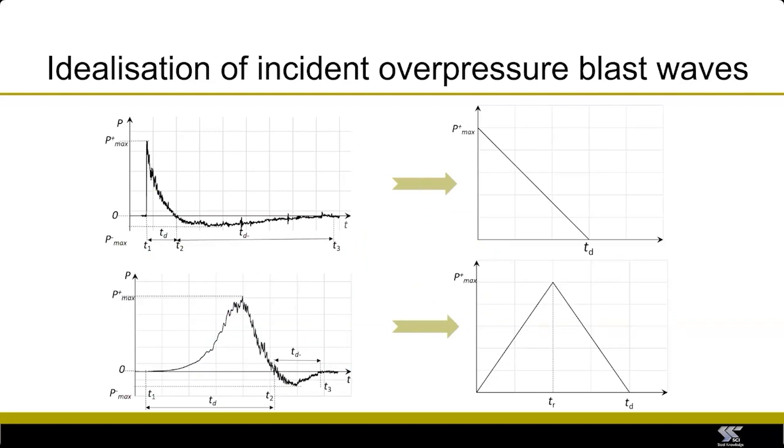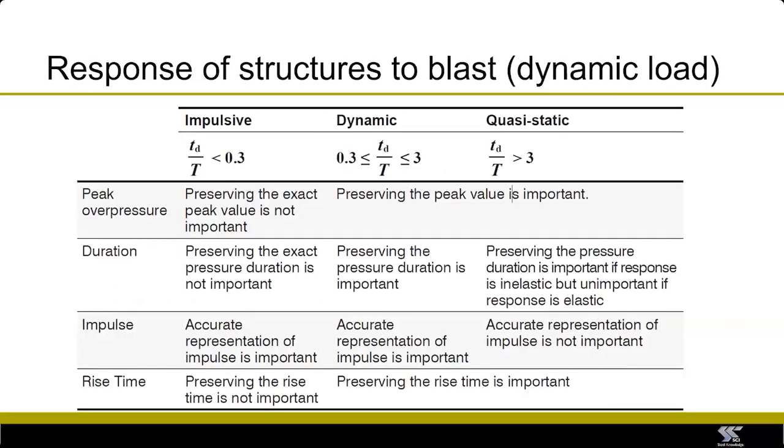So when idealizing the blast load into a simplified pulse shape for the purpose of performing a structural dynamic analysis, we always need to bear in mind the dynamic characteristics of the structure we're analyzing. This table summarizes the importance of each blast parameter in each regime. As discussed previously, the peak overpressure and the impulse dominate the structural response in the quasi-static and impulsive regimes respectively.